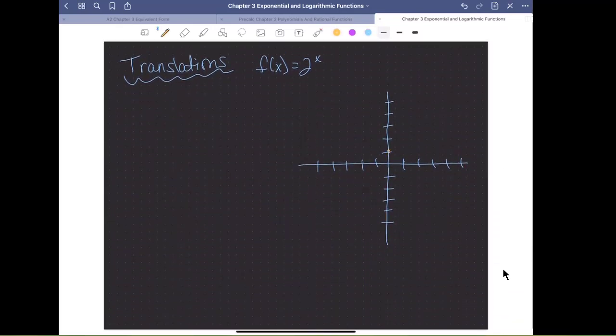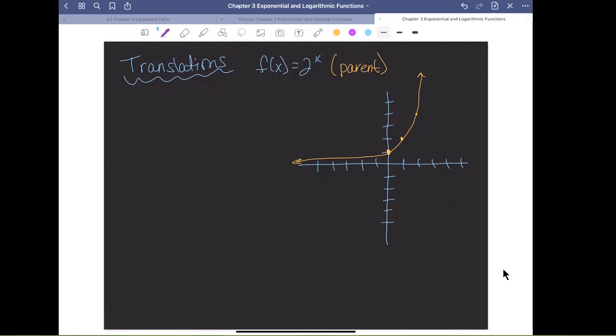So I know we crossed at (1, 2) and (2, 4). Not that this has got to be perfect, but we're getting close. So that's your parent function. We refer to a lot of those as the parent function. The parent function is the one you're starting with before you do any translations or moves to it.